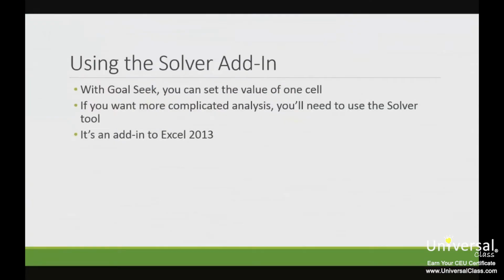With Goal Seek, you can only set the value of one cell, as well as changing the value of one cell. It's a very simple tool to use, and it provides simple results. If you want to complicate things a little bit, you'll need to use the Solver tool. However, the Solver tool is an add-in to Excel 2013. To use it, you must first activate it.